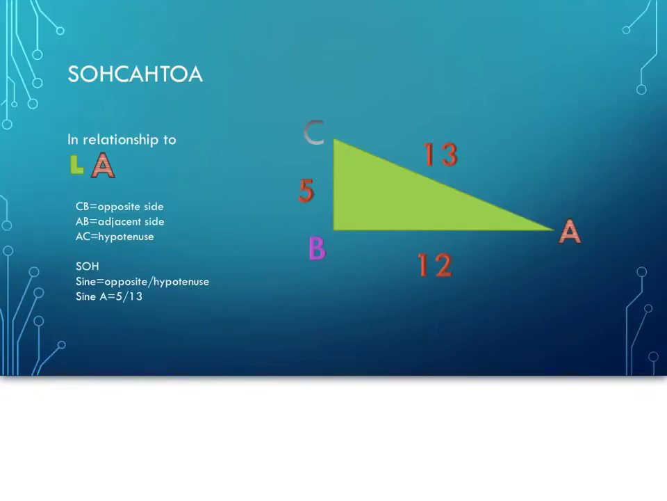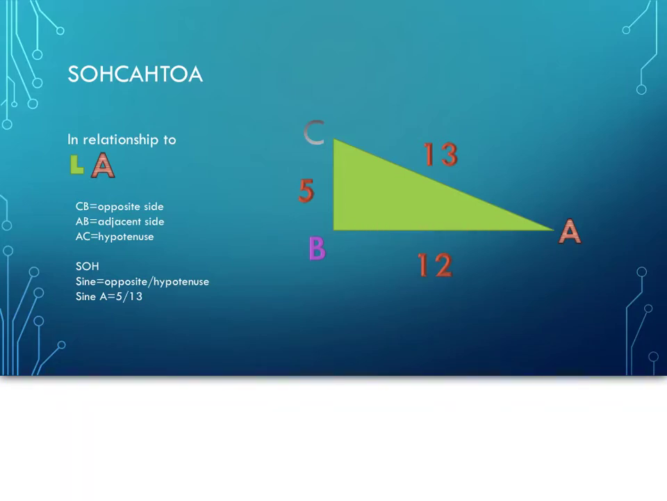So I have a triangle here, triangle ABC. And that triangle has sides 5, 12, and 13. It's a right triangle. And a couple things you need to know about this right triangle in relationship to angle A. The first thing is that side CB, which has a measure of 5, is across from angle A. And that is the opposite side from angle A. The adjacent side is the side that's next to angle A, but is not the hypotenuse. And that has a measure of 12.